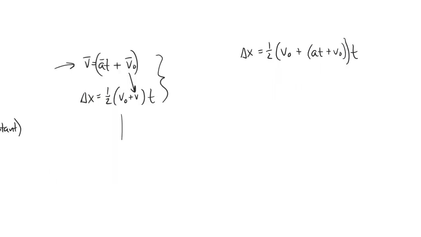V, straightforward substitution. I created one equation. Now, collect like terms and expand. I have a V naught and a V naught. I can add them together, and I will get 2 V naught. I can distribute the T. I can distribute the 1/2.